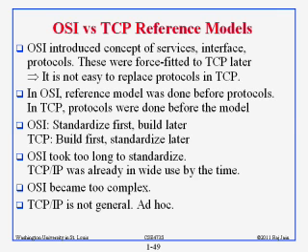OSI: standardize first, build later. In TCP: build first, standardize later. So OSI took too long to standardize. They took 5 to 10 years to write a standard. By that time people said forget it. So then it never happened. TCP was already in use by that time. OSI became too complex. TCP is not general, but it works.